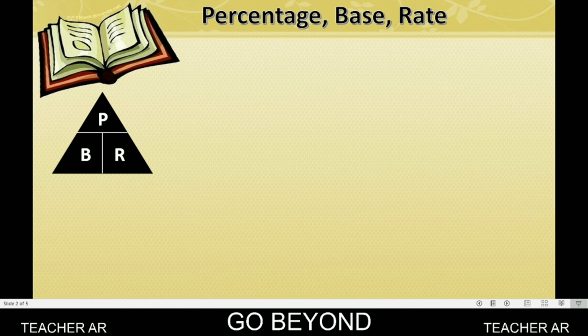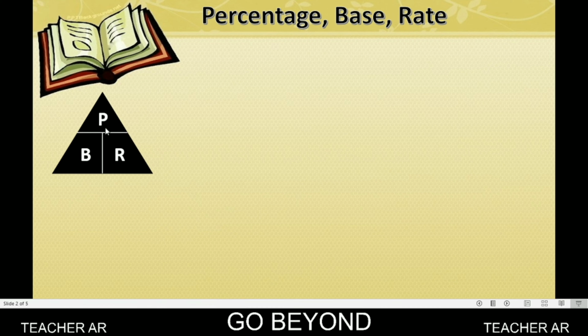So, for the formula, we have here a triangle. Please do not forget the letters or the orders in the triangle because it has something to do with the formulas. Okay? Try to look at the triangle. We have here the percentage, the base, and the rate. Sa taas, nandito si percentage at sa baba naman, andyan si base at saka si rate.